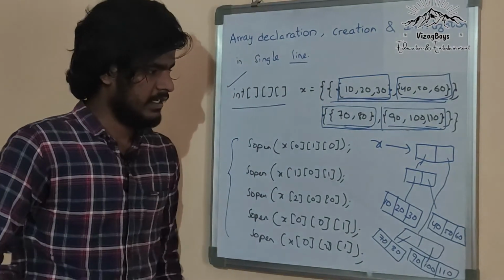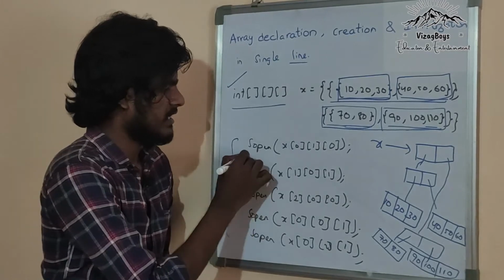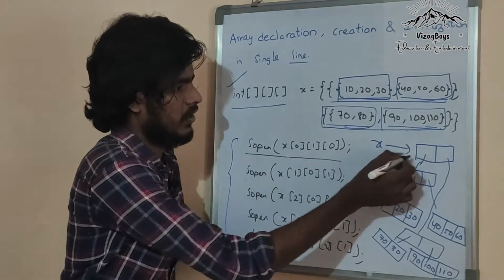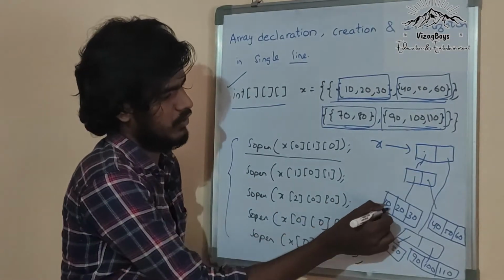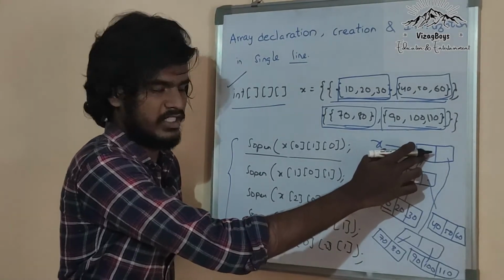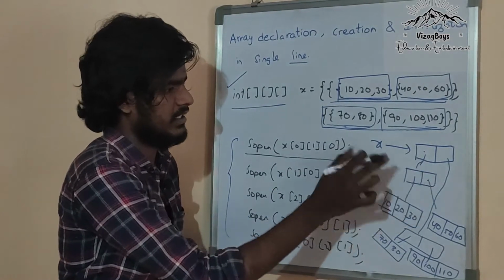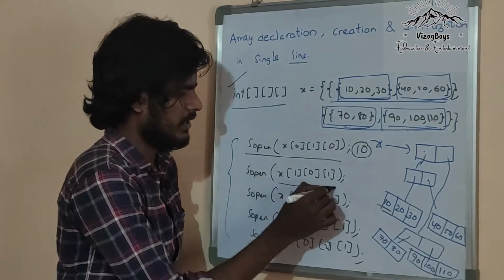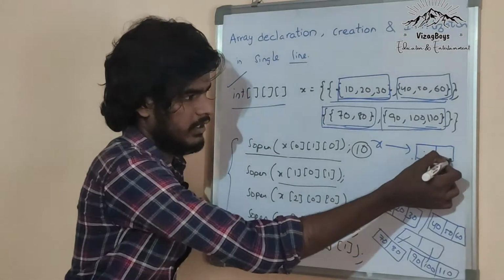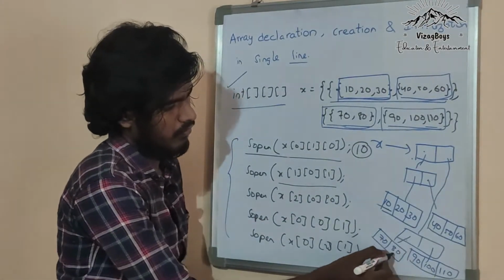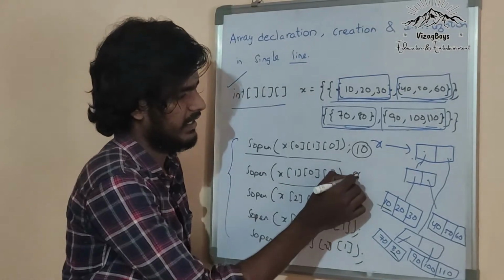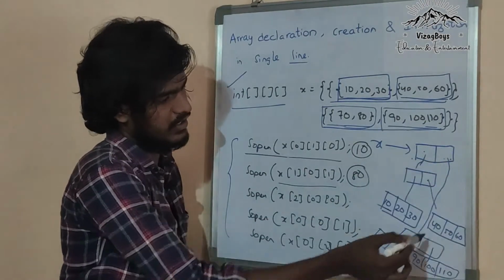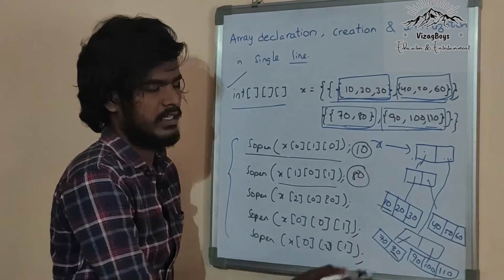Okay friends, like this one. What is the value of x of 0 of 1 of 0? Here is the x, x of 0, then 1, then 0. What is the value? 10. Okay, the next one: x of 1 of 0 of 1. Here is the 80. Listen carefully. X of 1, 0, 1. Here is the answer: 80.